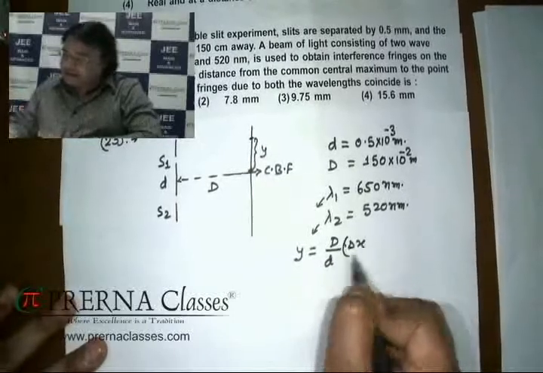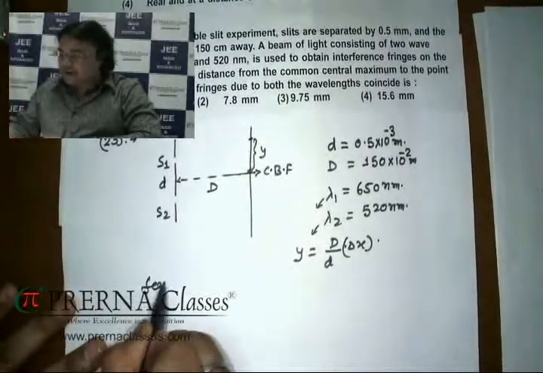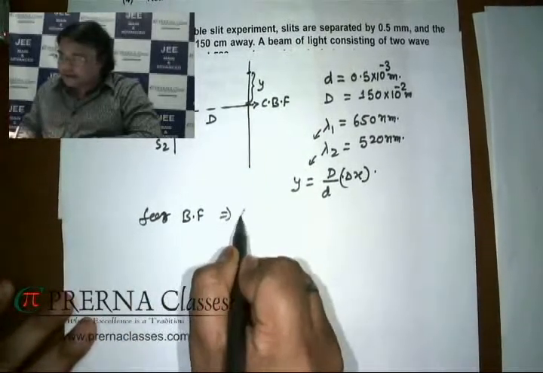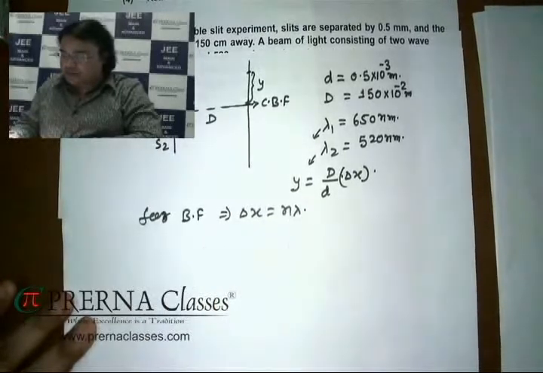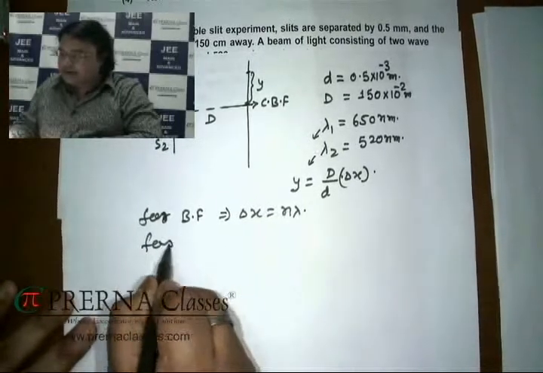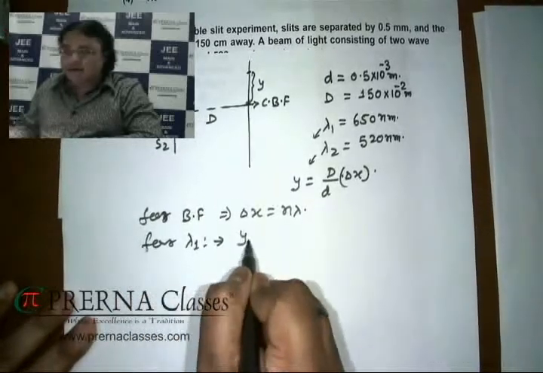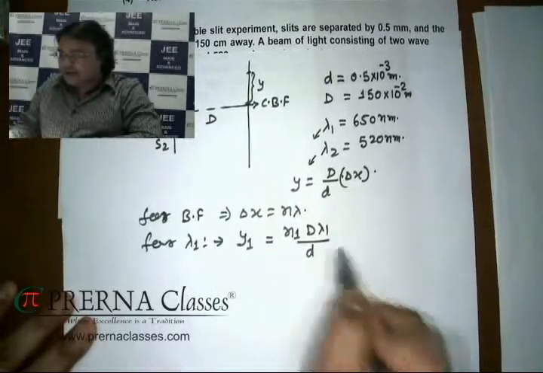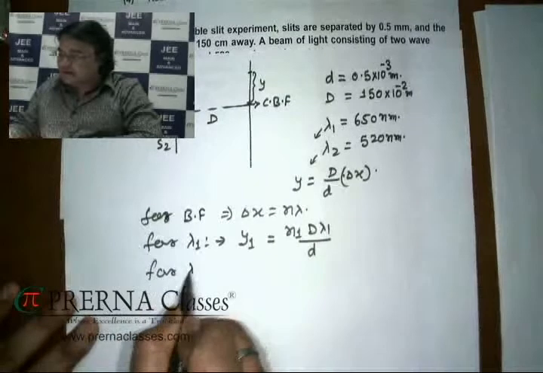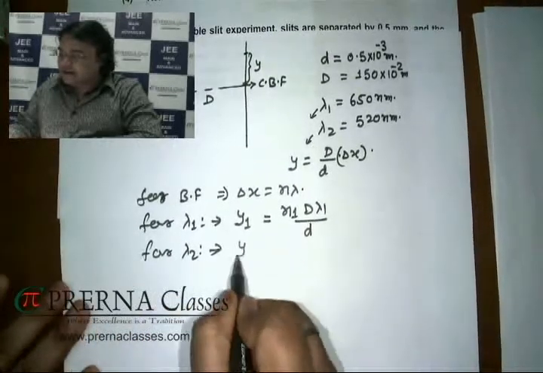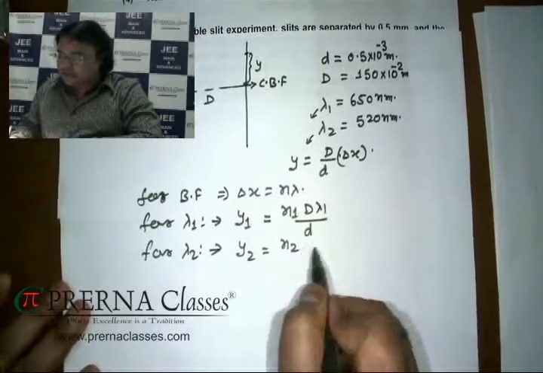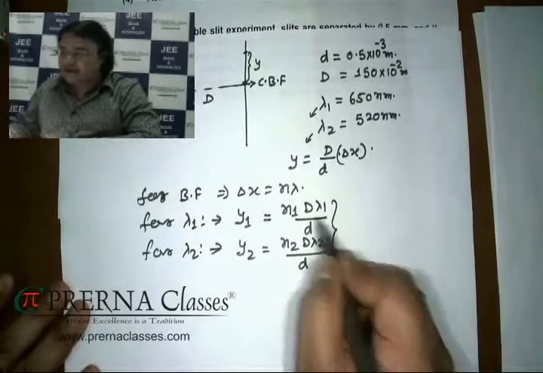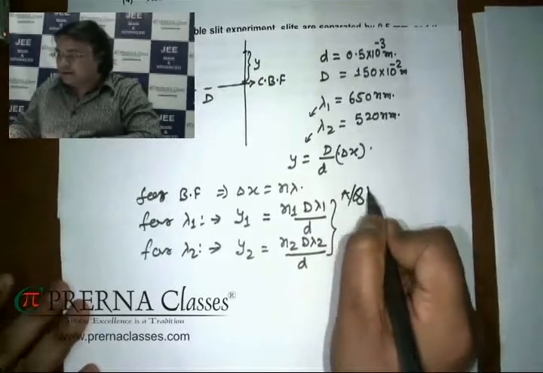We have, let us say, y. So the expression of y is capital D by small d into delta x. Clear? Now for a bright fringe, that implies delta x equal to n lambda. Clear? So if we consider lambda 1, then the bright fringe forms at the position y1 = n1 D lambda 1 by small d. And for lambda 2, the bright fringe forms at a position y2, let us say, n2 D lambda 2 by d.